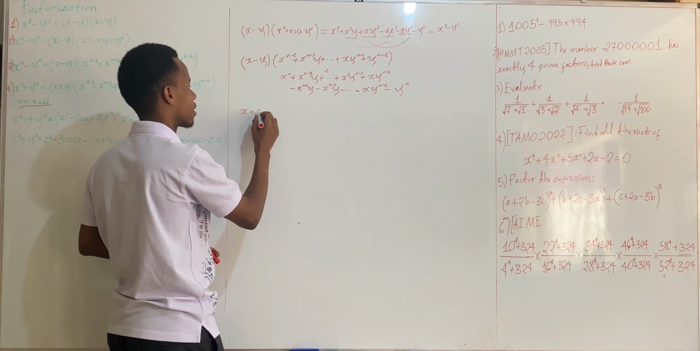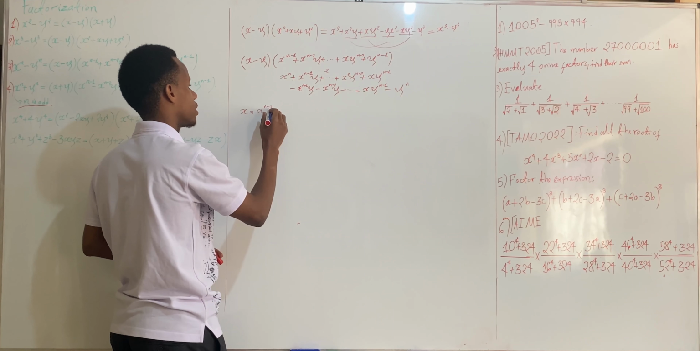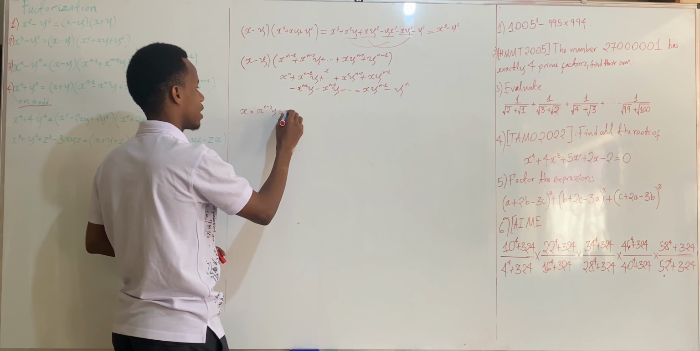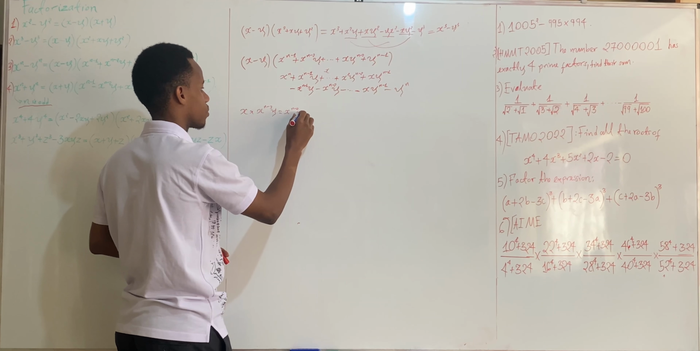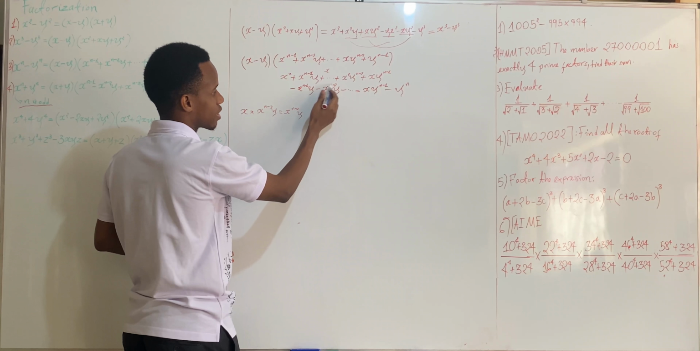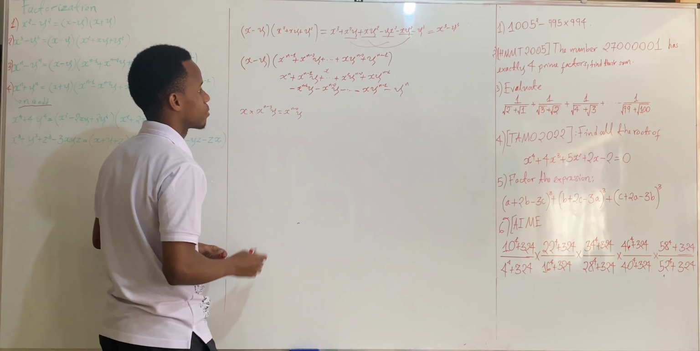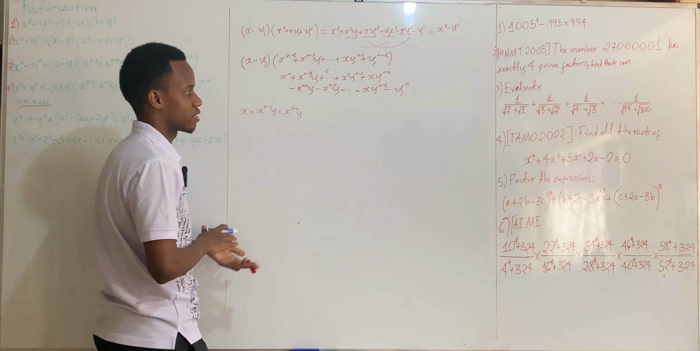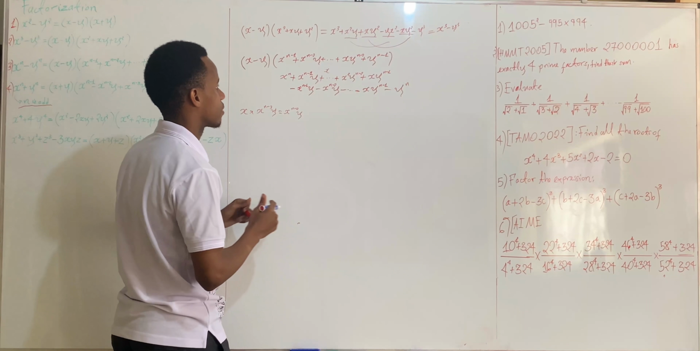So it will be x times x to the n minus 3 times y, which will be x to the n minus 2 times y, which is precisely the same magnitude of this one, except that they will be of different signs. So one is positive and the other one is negative.